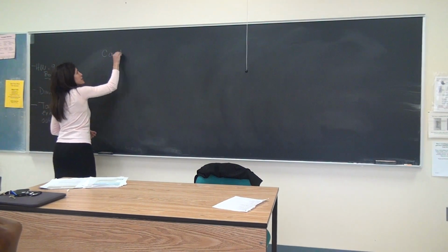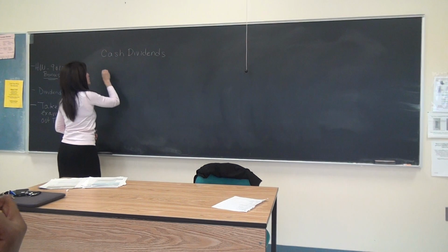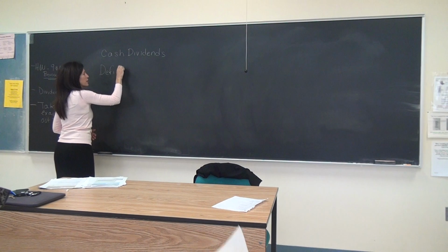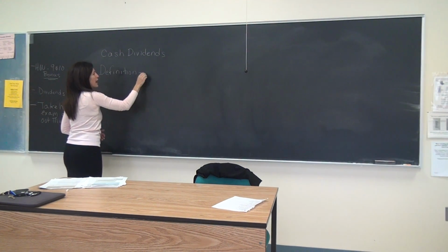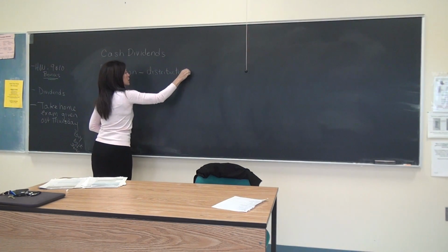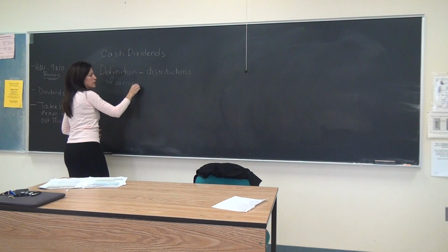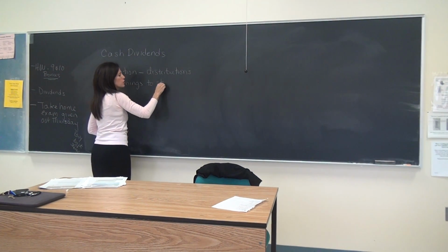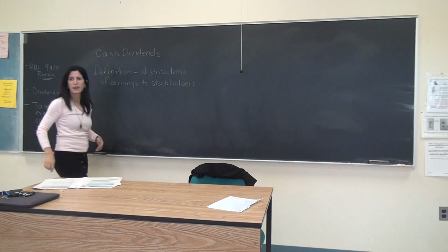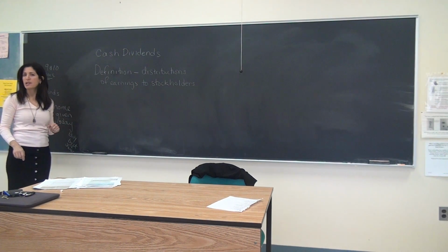About cash dividends. Cash dividends are defined as distributions of earnings to stockholders. Okay? We're talking about cash dividends, but there are several types of dividends.